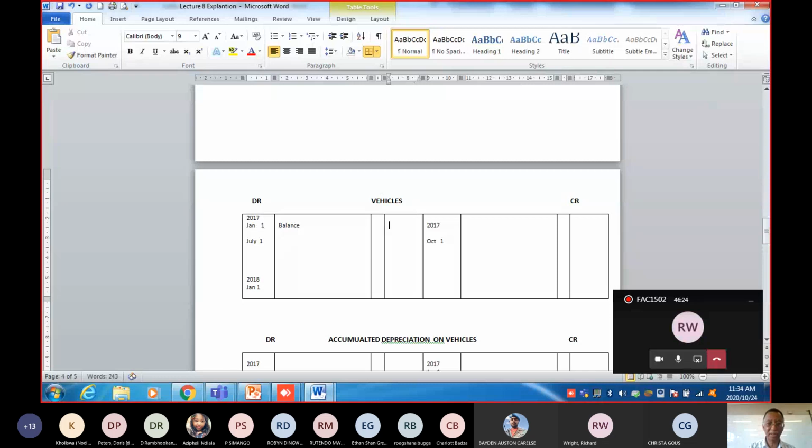The vehicle account, remember, started off with an opening balance of 360,000 Rand. That is the value of vehicles. All our vehicles together is 360,000 Rand. From the question, you will see that on the 1st of July, you bought a new vehicle for the amount of 160,000 Rand.